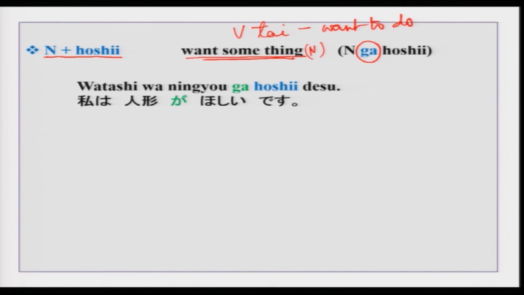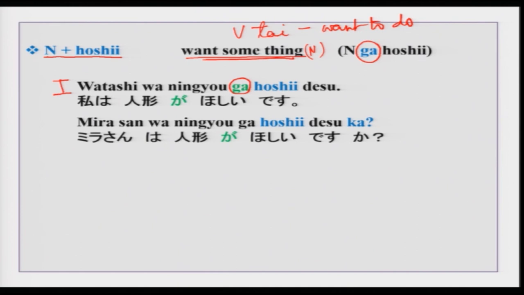Watashi wa ningyo ga hoshi desu. I want a doll. So, it is I, first person. Watashi wa ningyo ga hoshi desu. Watashi wa kuruma ga hoshi desu. Because I can only tell about myself what I want. Now, when I want to ask somebody, what do you want? So, then it can be in question form. So, second person, because I don't know what the person wants, I can only ask and inquire. So, Mira-san wa ningyo ga hoshi desu ka? So, you can ask a question in this form. And the person could say, watashi wa ningyo ga hoshi desu, because the person would know what he wants.